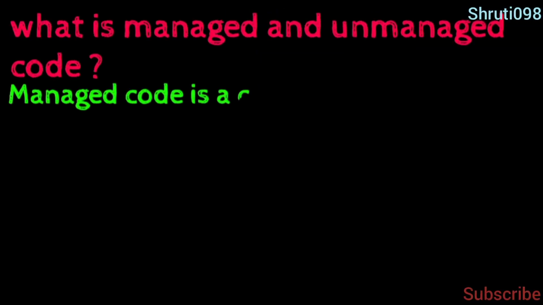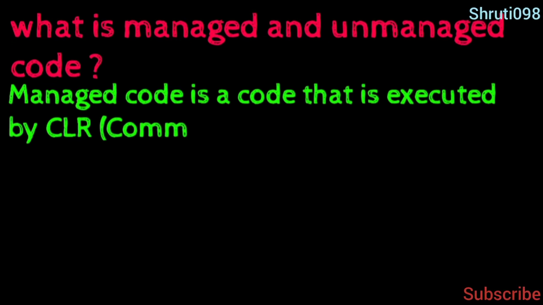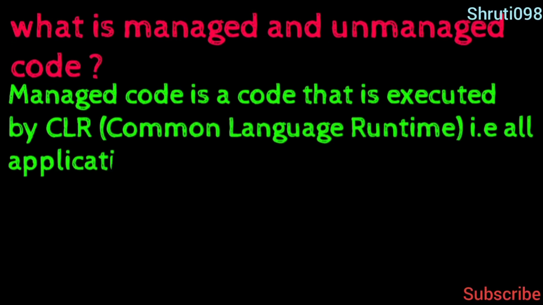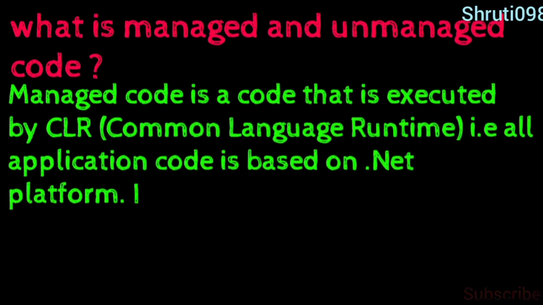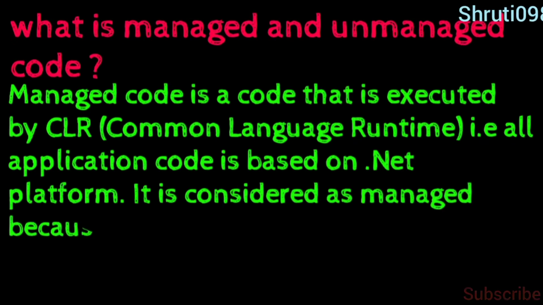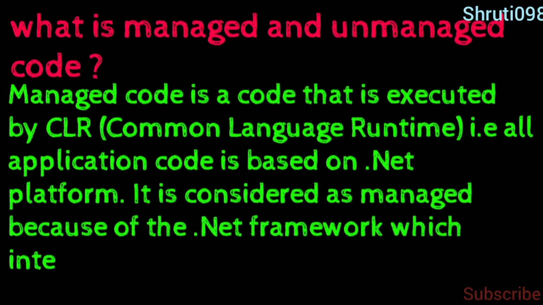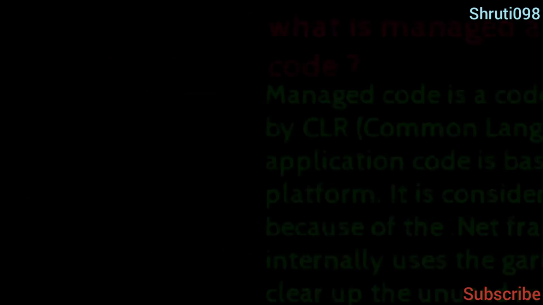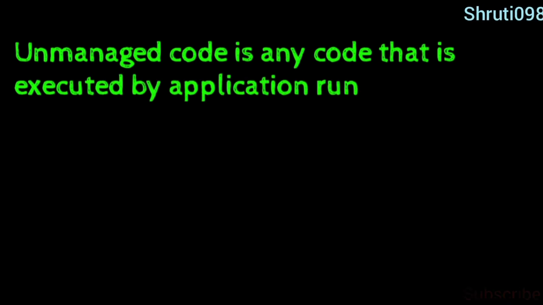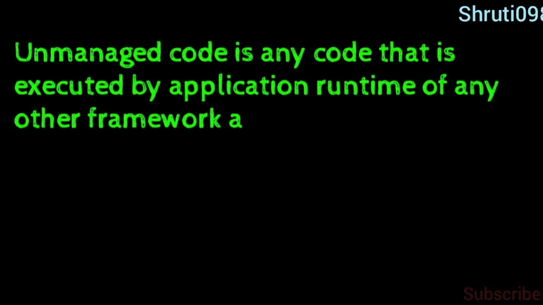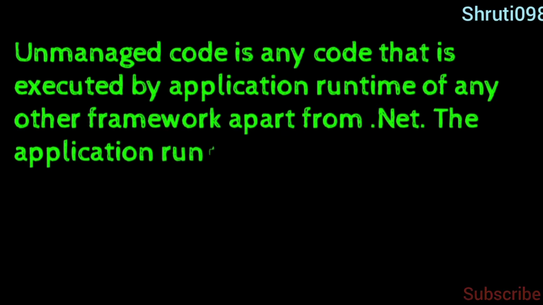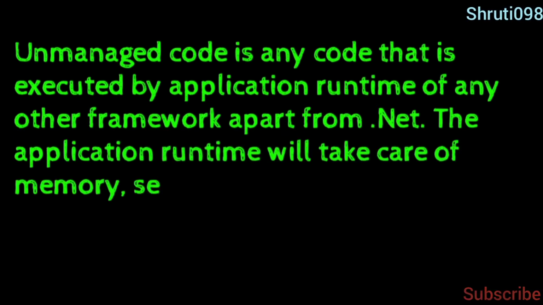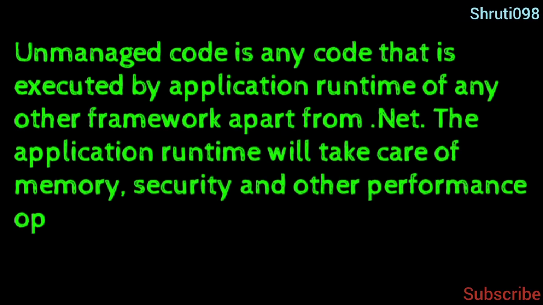Question: what is managed and unmanaged code? Answer: managed code is code that is executed by CLR, Common Language Runtime, i.e. all application code is based on .NET platform. It is considered managed because of the .NET framework, which internally uses the garbage collector to clear up the unused memory. Unmanaged code is any code that is executed by the application runtime of any other framework apart from .NET. The application runtime will take care of memory, security and other performance operations.